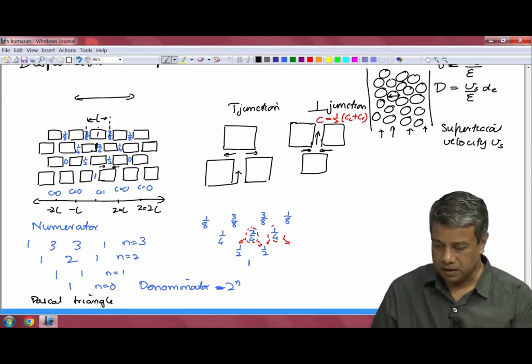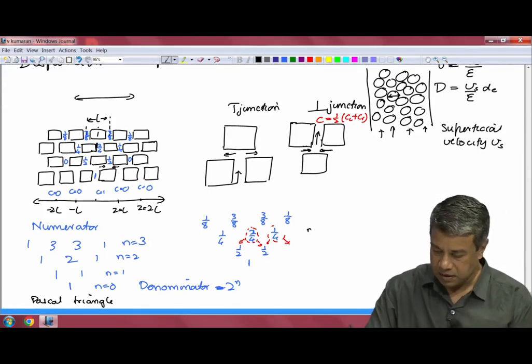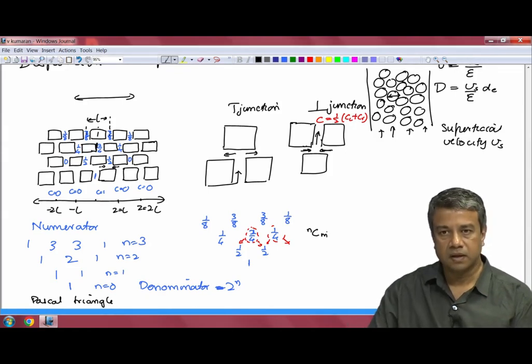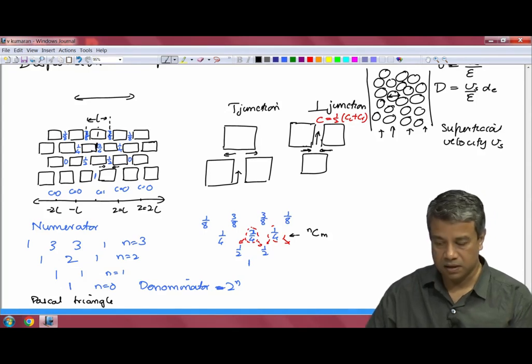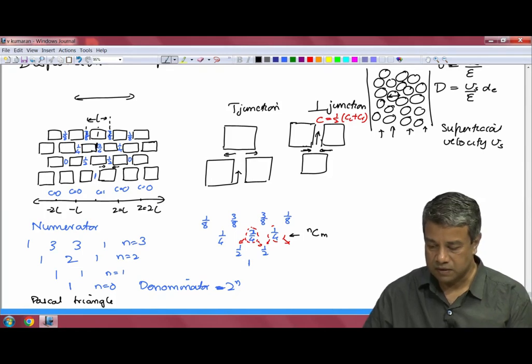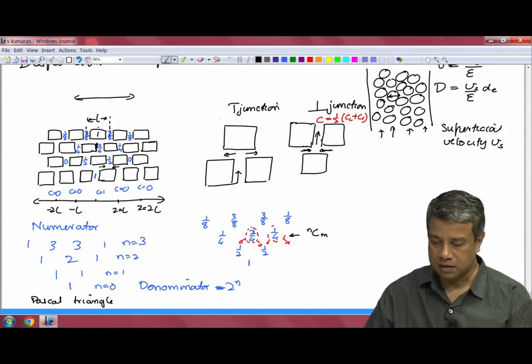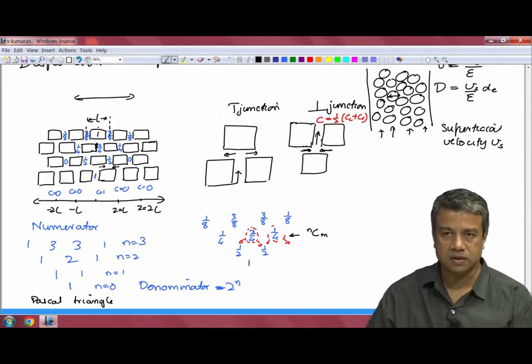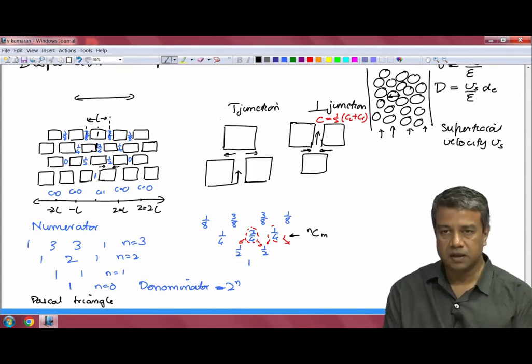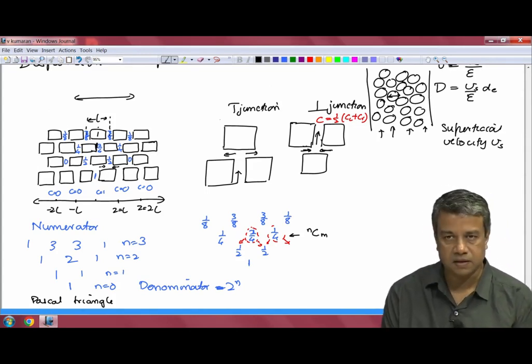And this can also be written as nCm, where n is the row index. So, for the first row n will be 0, m will have to be 0. For the second one, n is equal to 1 and m is equal to 0, 1, and for the next, n is equal to 2 and m is equal to 0, 1, 2, etc. So, this is the combinatorial factor.